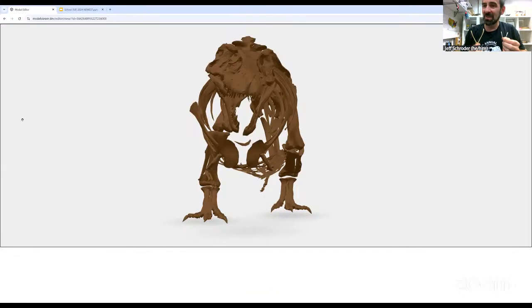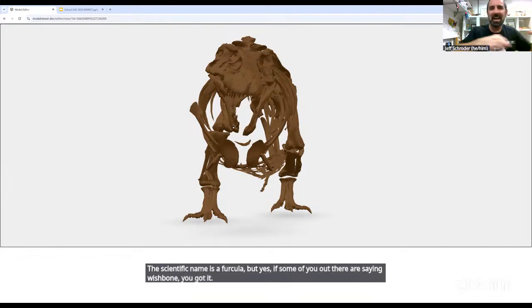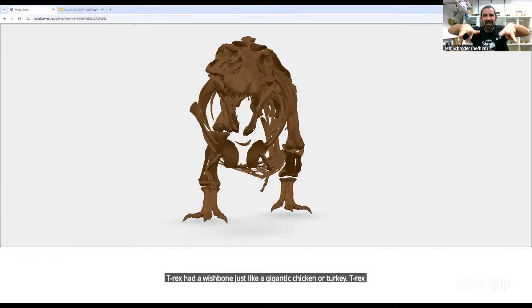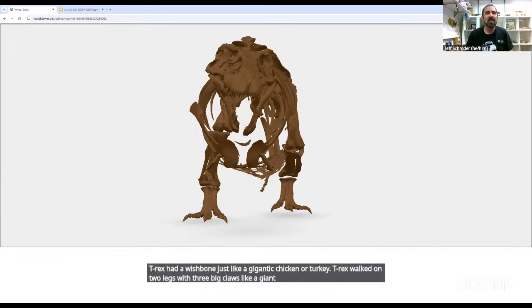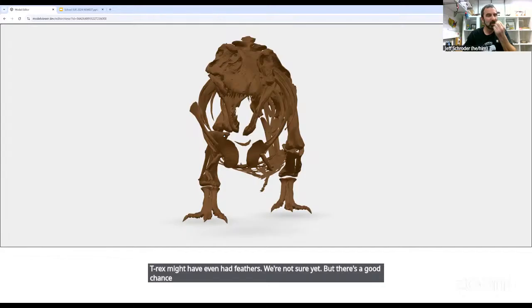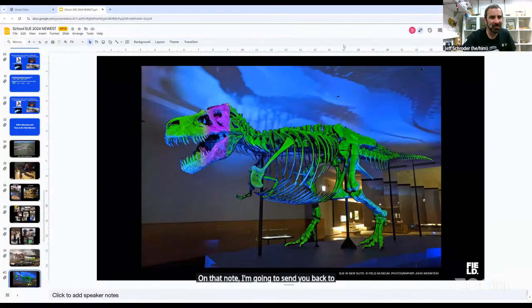The scientific name is a furcula, but yes, if some of you out there are saying wishbone, you got it. T-Rex had a wishbone just like a gigantic chicken or turkey. T-Rex walked on two legs with three big claws like a giant chicken or turkey. T-Rex might have even had feathers. We're not sure yet, but there's a good chance, just like a gigantic chicken or turkey. On that note, I'm going to send you back to Bob for your final set of trivia.